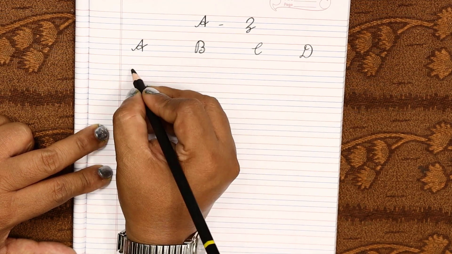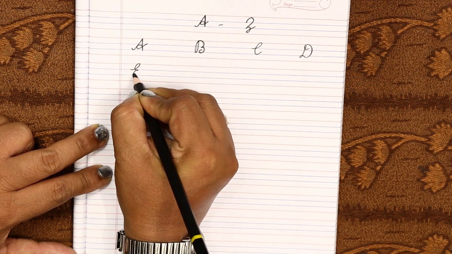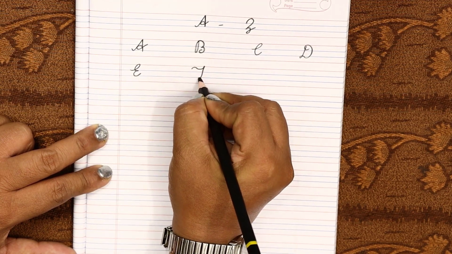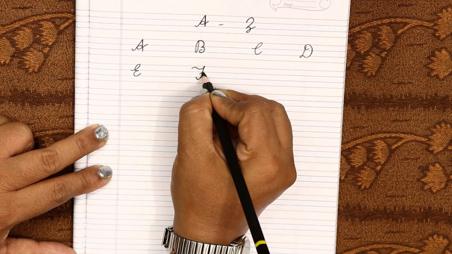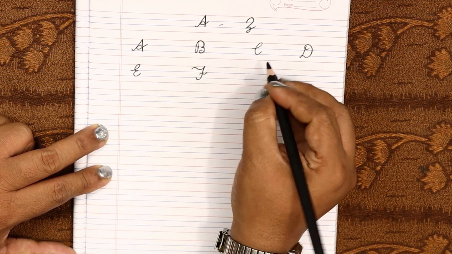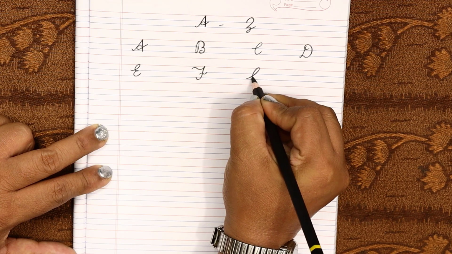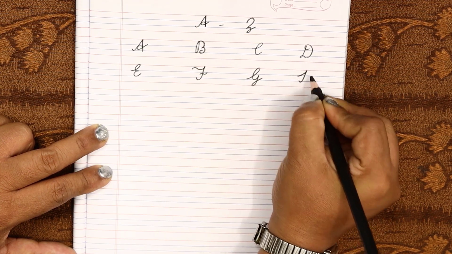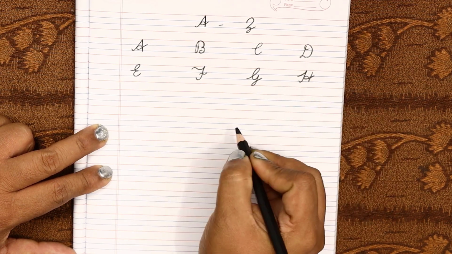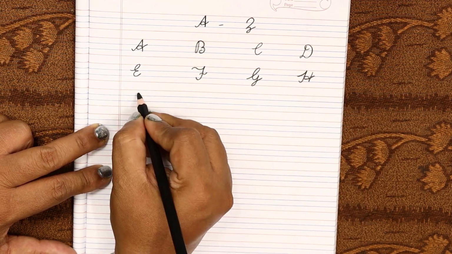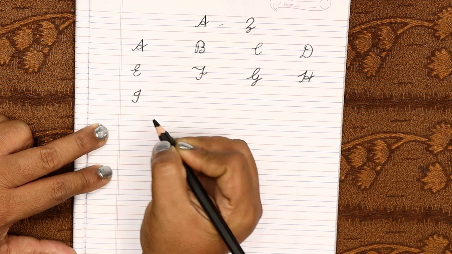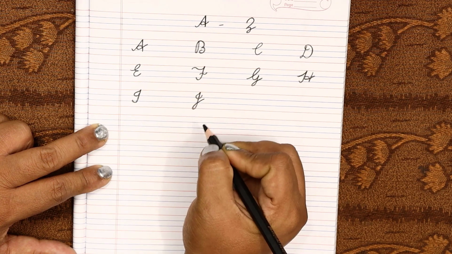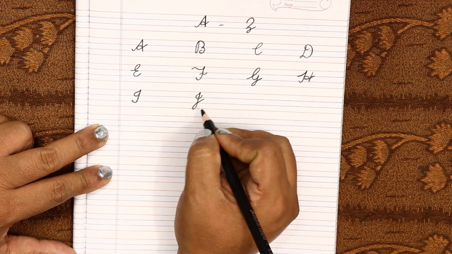A, B, C, D, cursive E. This is E. Now for F, make a wave and the tail of J and a wave in between. E, F, G. G for gorilla. Okay students? Now H for house. A, B, C, D, E, F, G, H. I for ice cream. Now J for jaggery. See students, for J we are touching all the 4 lines.